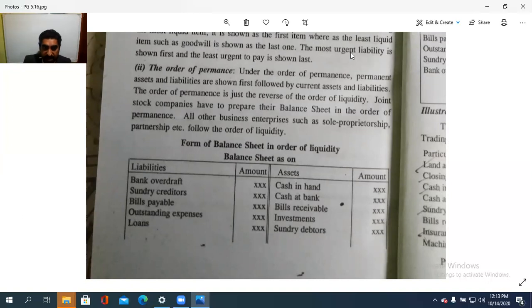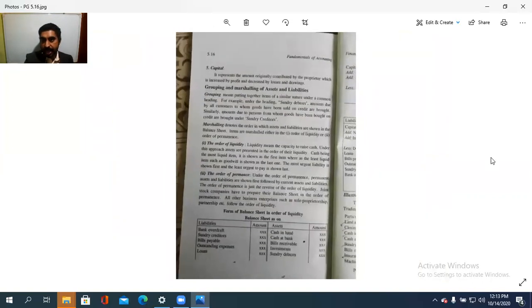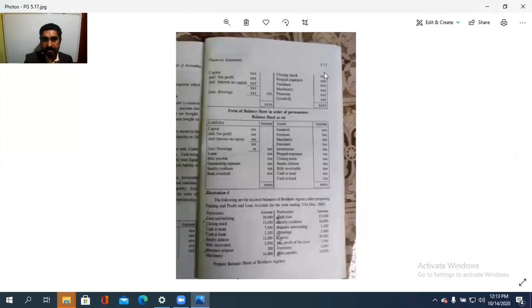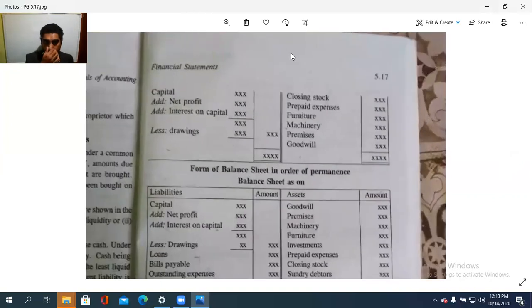So we will see both the formats with regard to the form of balance sheet in the order of liquidity. Balance sheet as on... On the liability side: bank overdraft, sundry creditors, bills payable, outstanding expenses, loans. While on the asset side: cash in hand, cash at bank, bills receivable, investment, sundry debtors, etc. And for the continuation, there is capital on the liability side: capital add net profit and interest on capital. If there is loss, this is to be deducted here, and less drawings. Then on the asset side: closing stock, prepaid expenses, furniture, machinery, premises, goodwill, etc.